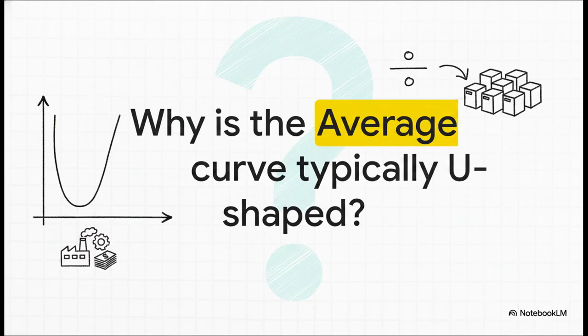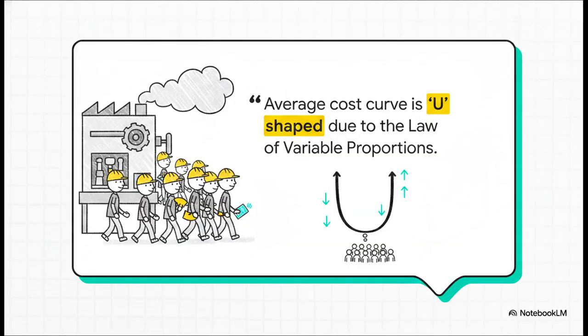But why does this happen? Well, it's not just random math, it's physics and operational reality. The law of variable proportions dictates that as you keep throwing variable inputs, like more workers, at a fixed input, like a single machine, you'll eventually hit diminishing returns. At first, average costs fall because you're getting more efficient, but soon enough, the space gets crowded, efficiency drops, and average costs are forced right back up.